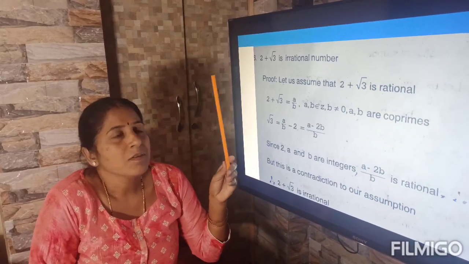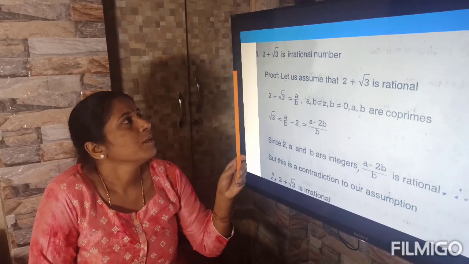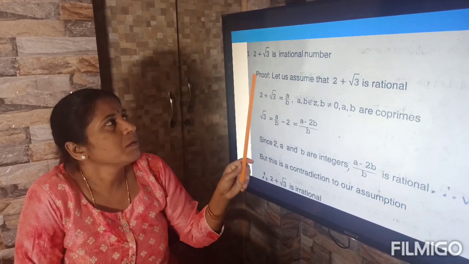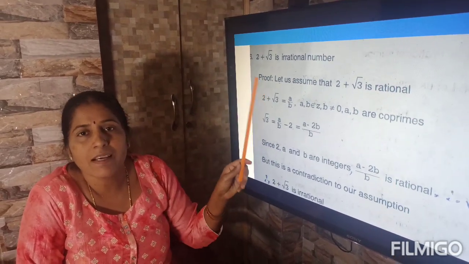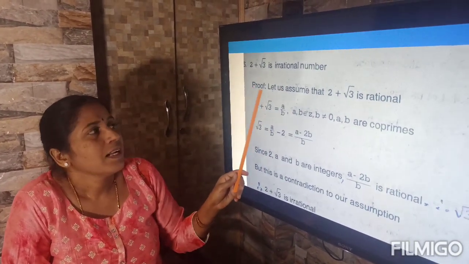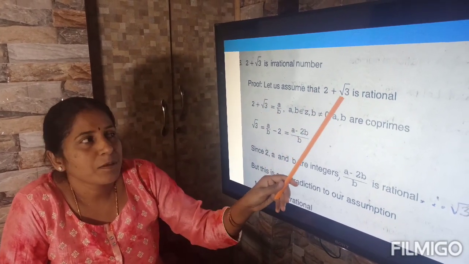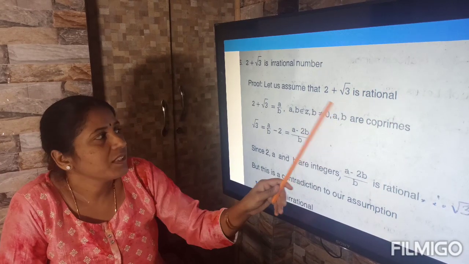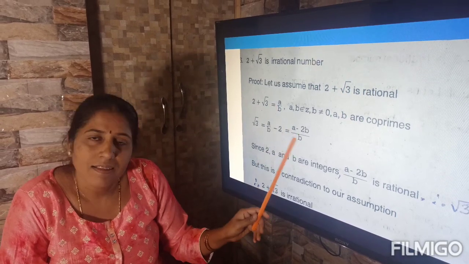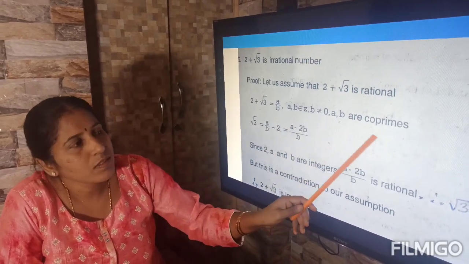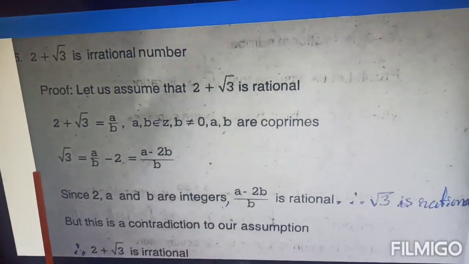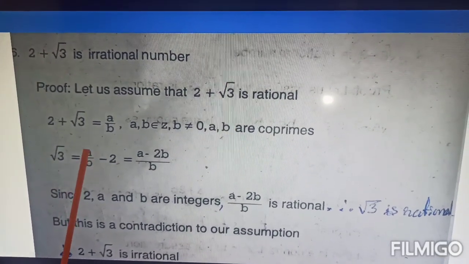Okay. Next, one more sum like this. 2 plus root 3 is an irrational number. I have to prove the given number 2 plus root 3 is irrational. To prove this, I have to assume. Let us assume that 2 plus root 3 is rational. If it is rational, it is equal to a by b, where a and b are integers and b is not equal to 0. Then a and b are co-primes. Okay. Then root 3 is equal to a by b.